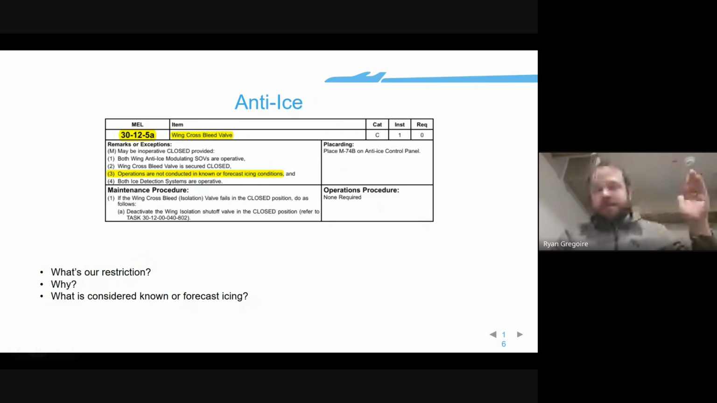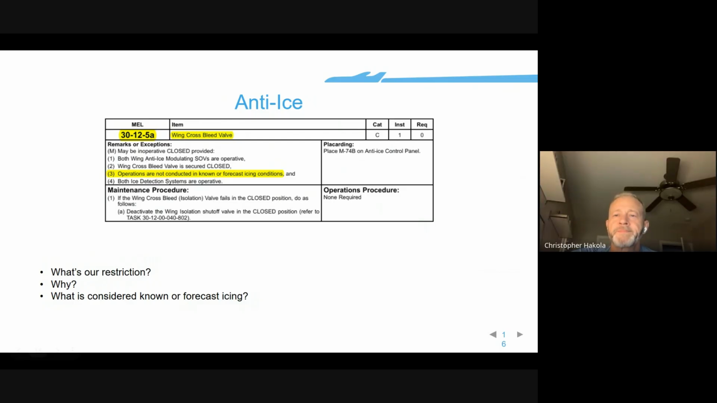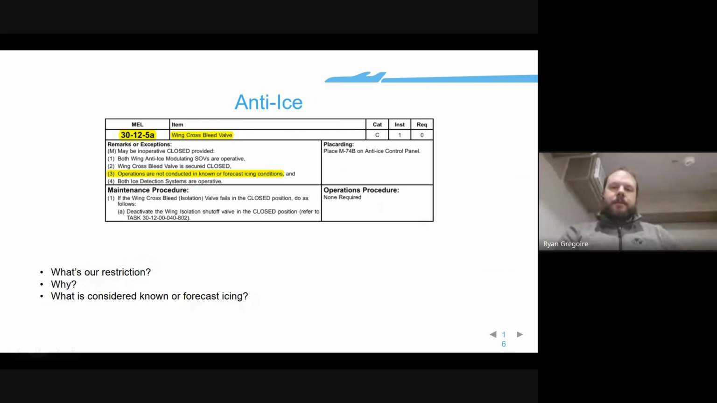So we cannot dispatch this plane if anywhere along the route from takeoff to landing there is reported or forecast icing conditions. Going back to our FARs, what is our definition of icing? 10 degrees C or less and visible moisture. Yep. Visible moisture and 10 degrees Celsius. So if that exists along our route, we could not dispatch this flight.